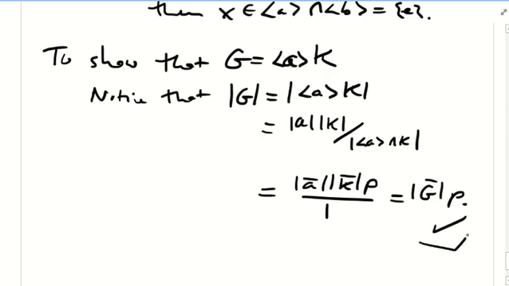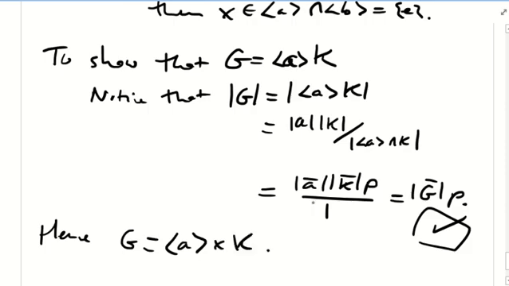Okay? So this means G is the internal direct product of these two subgroups. That's what we needed to show.